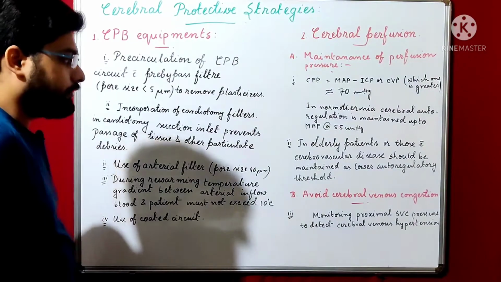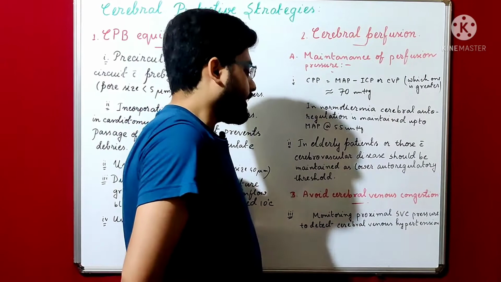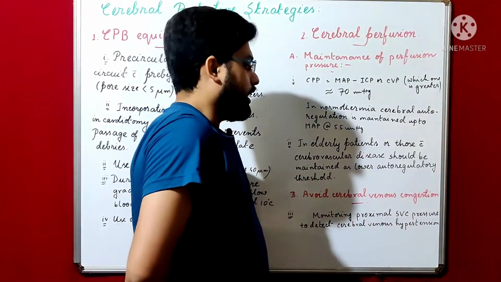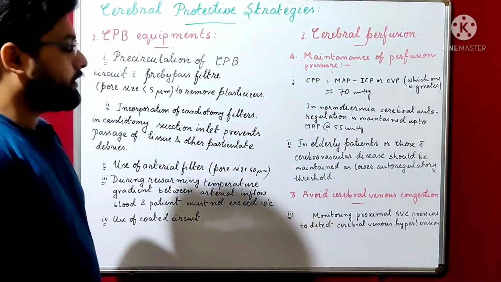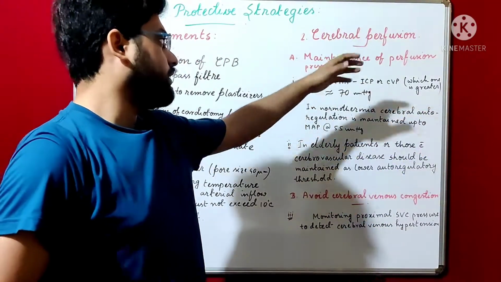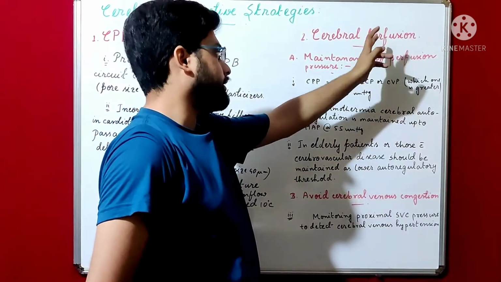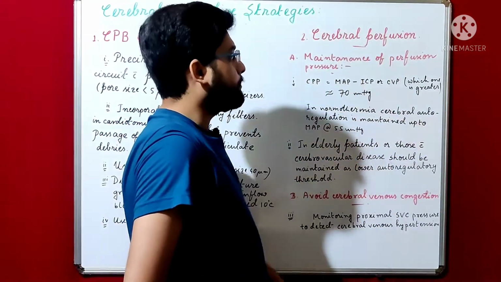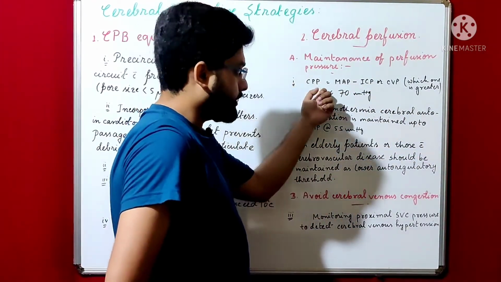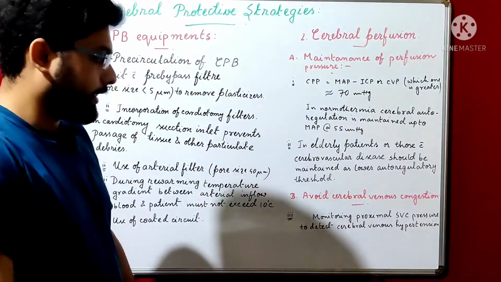Next is avoidance of cerebral venous congestion. We can avoid it by monitoring proximal SVC pressure to detect cerebral venous hypertension. If cerebral venous hypertension is there, cerebral venous congestion will be there, and the CVP will be raised. So against a fixed mean arterial pressure, if CVP becomes more raised, then what will happen? The CPP, that is cerebral perfusion pressure, will fall. So we have to avoid cerebral venous hypertension.